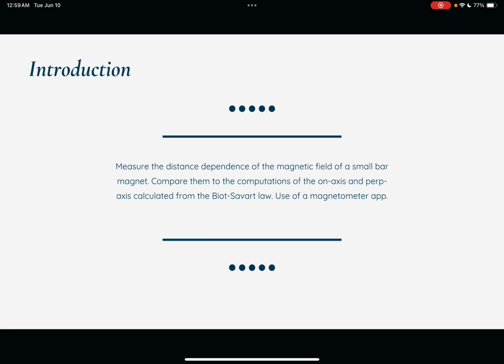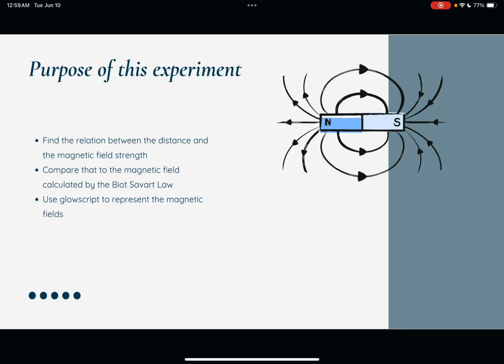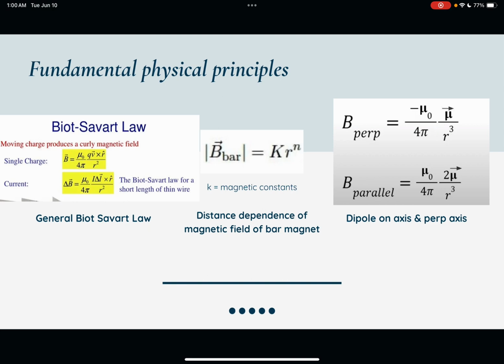And we're going to use the magnetometer app to find the north and south, east and west poles of the Earth's magnetic field. The purpose of this experiment is we're going to find the relationship between the distance and the magnetic field strength, compare that to the magnetic field calculated by the Biot-Savart law, and use GlowScript to represent the magnetic fields. The fundamental physical principles are the general Biot-Savart law, the distance dependence of the magnetic field of a bar magnet, and the dipole on axis and the perpendicular axis.